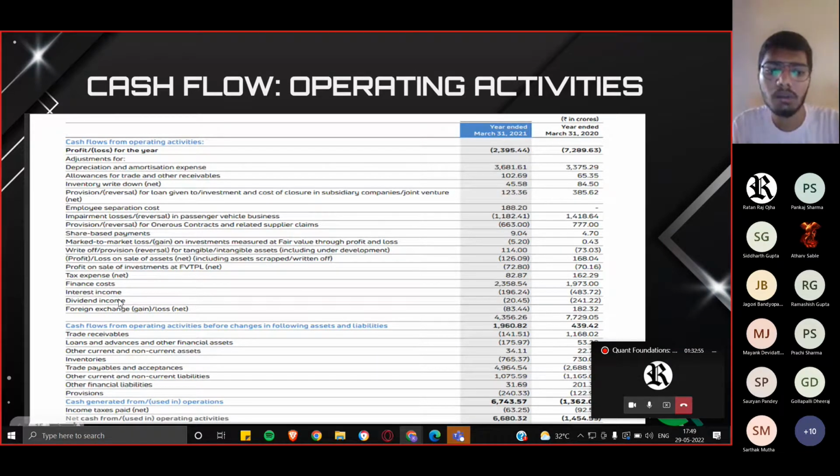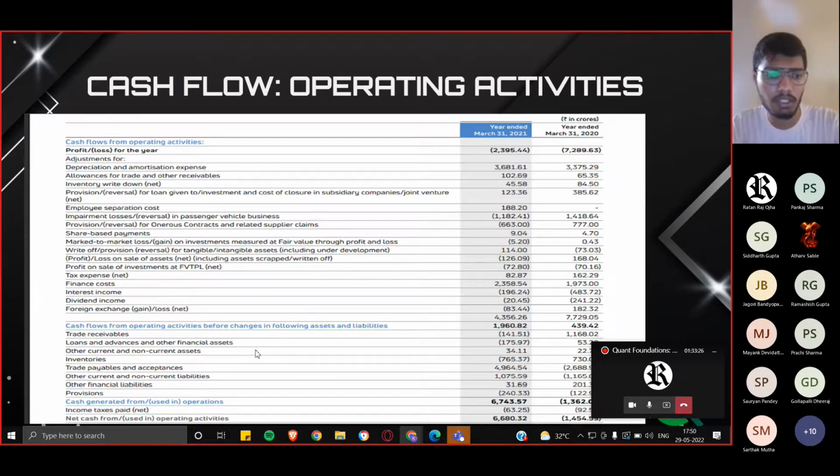Interest income and dividend income are basically whatever profit you make from investments you have made. Foreign exchange. Cash flow from operating activities before changes in the following assets and liabilities. Trade receivables I have talked about. Then other current liabilities, that you can understand from whatever has been written here. I have exactly completed all the terms.